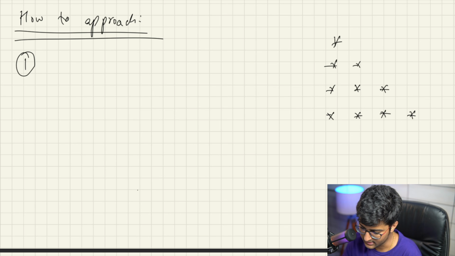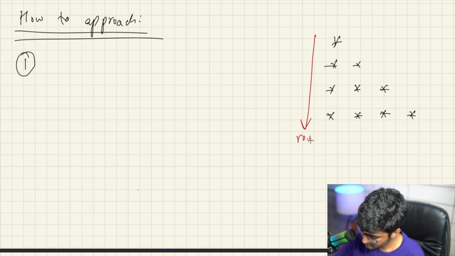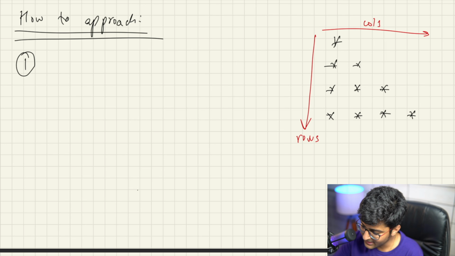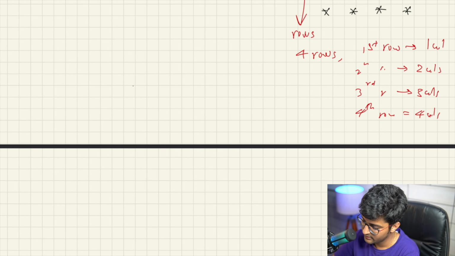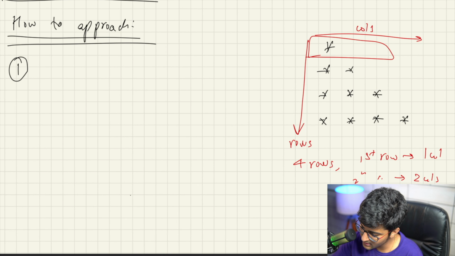Still, I'll give an introduction over here, a little bit of hint. As we know, these are the rows. These are the columns. Here in this entire pattern, we have 4 rows. In the first row, I have 1 column. In the second row, I have 2 columns. In the third row, I have 3 columns. And in the fourth row, I have 4 columns, as you can see over here. Very simple stuff.